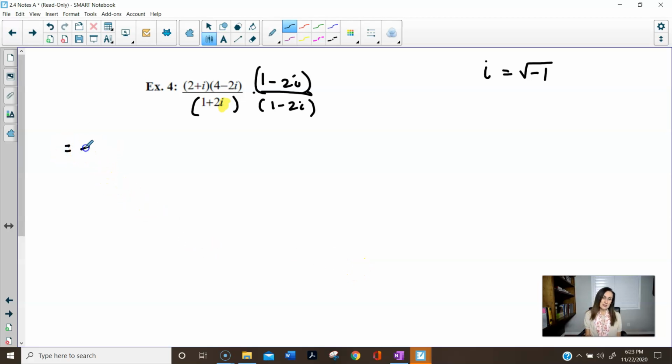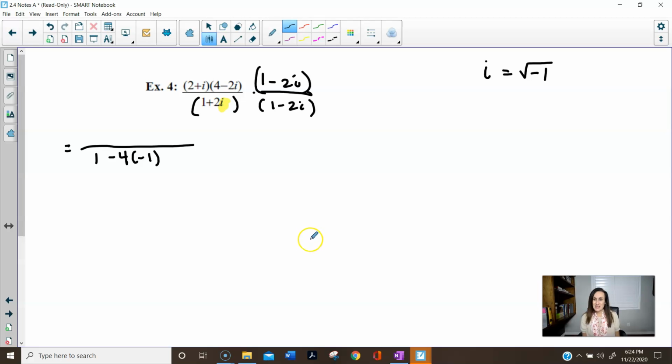So let's start with the denominator. First times first is 1. Outside and insides cancel because it's conjugates. And then look at this: 2 times -2 is -4, and i times i is i squared, which is -1. And so you can see I got rid of all the i's in the denominator, which is what I was trying to do. Now with the numerator, it's just a whole bunch of multiplying.